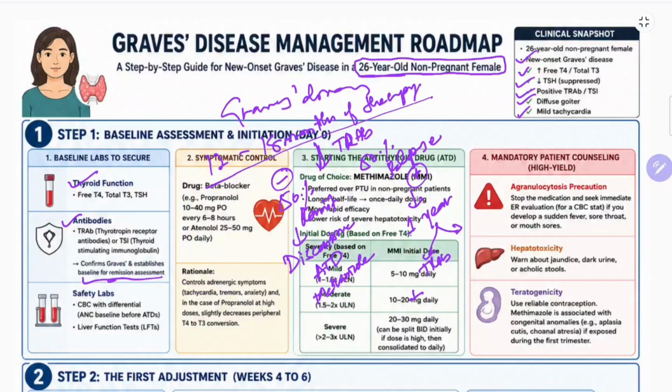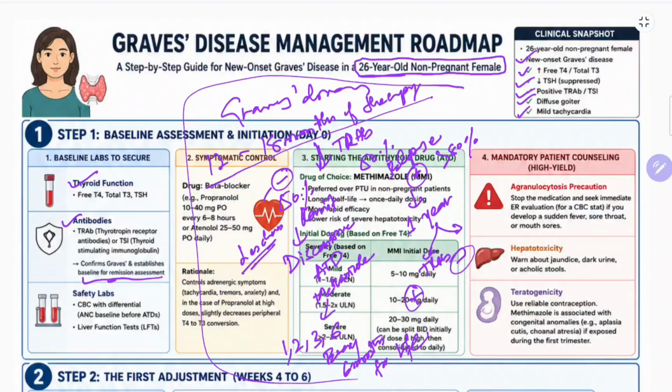Again we will take a decision depending on positive or negative. Positive means more than 80% the patient will relapse. Negative means there are fewer chances of relapse. Even then we will monitor the cases where TRAB is negative for the first month, second month, third month and sixth month, then every 6 months for life. So this is the roadmap for how we manage a non-pregnant patient with Graves' disease. Okay, we should remember this.